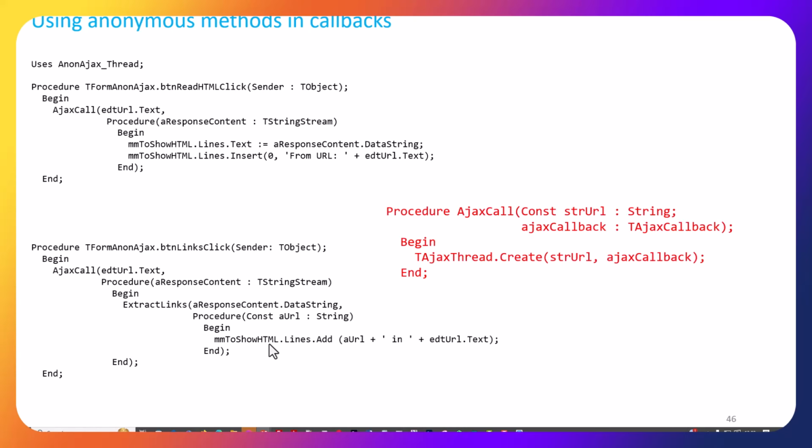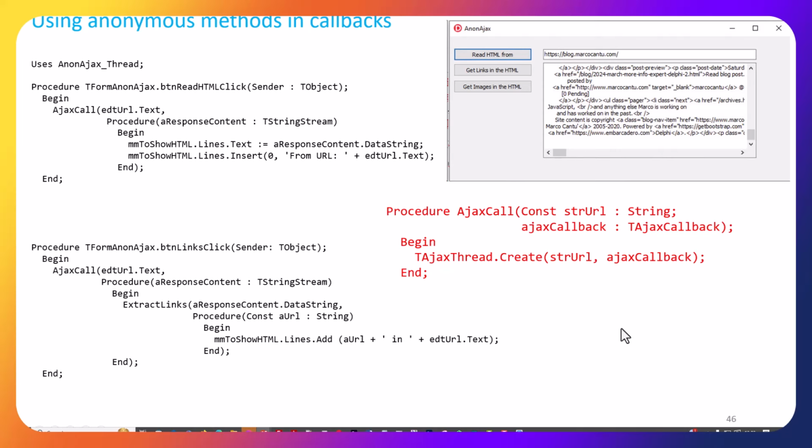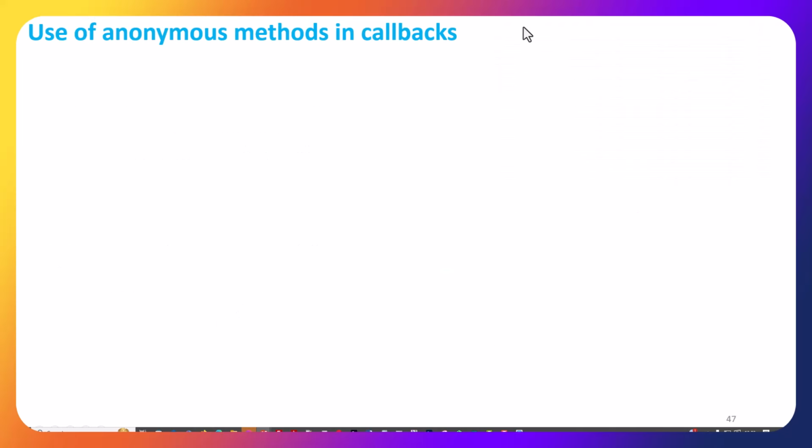Okay, so the AJAX call is constructed this way. So we create a thread, we specify the URL, and we specify a callback function. Okay, and I'll demonstrate this. Oh dear, sorry.